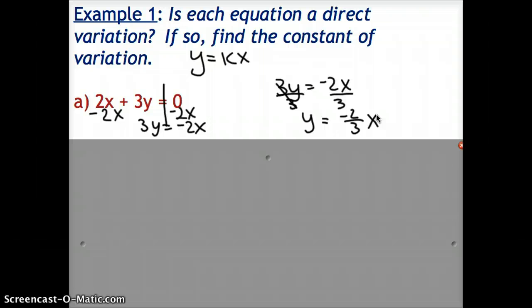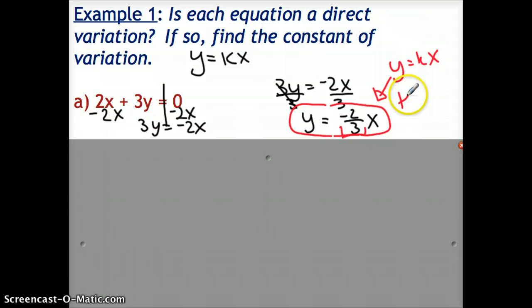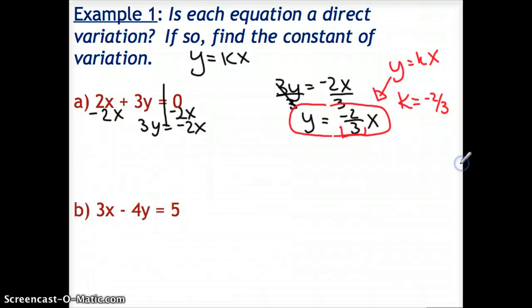Okay, so we're looking at this new equation, y equals negative 2/3 x. And we want to say, is this in the form y equals kx? Yes, it is. Absolutely, it's in that form. What's the constant of variation? The constant of variation is the number that's replacing k. So the constant of variation, k, is negative 2/3. Okay, try the second one on your own.